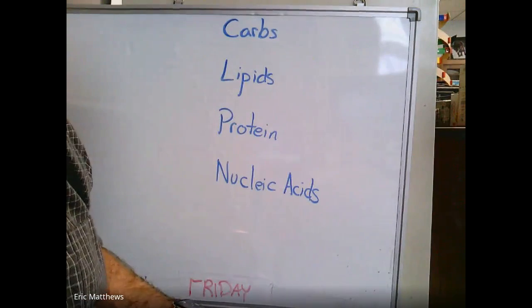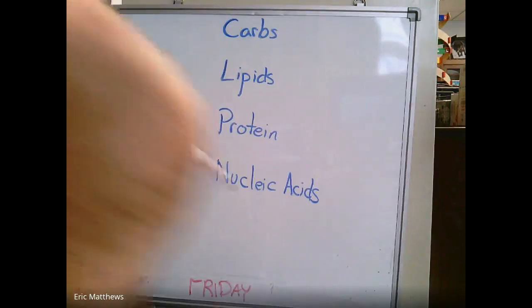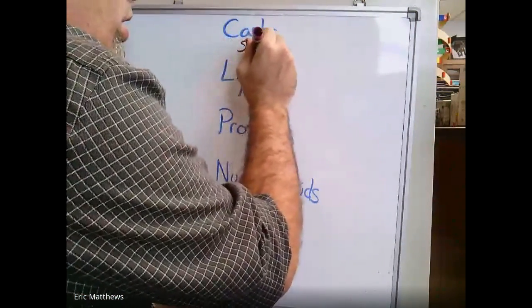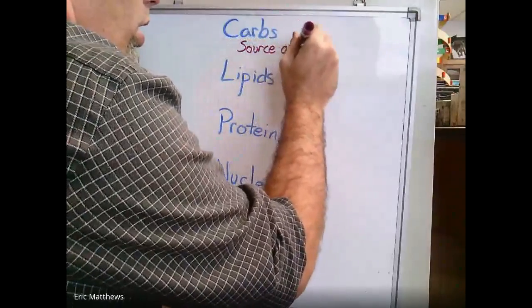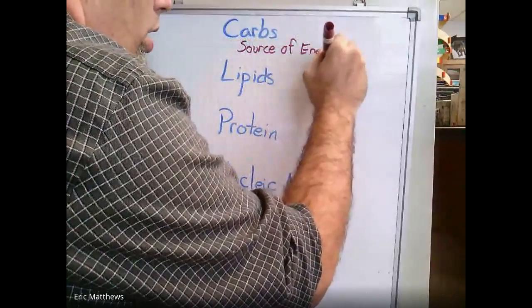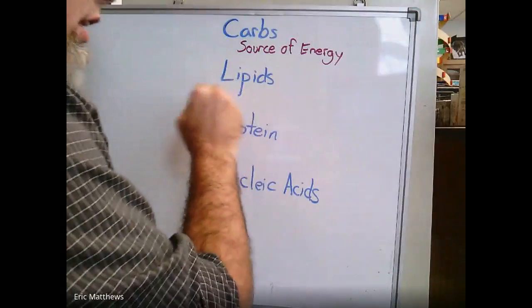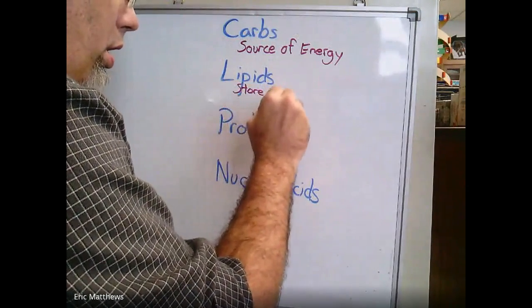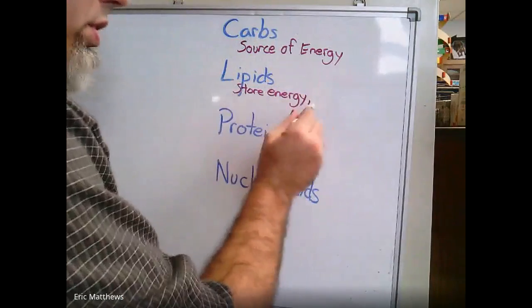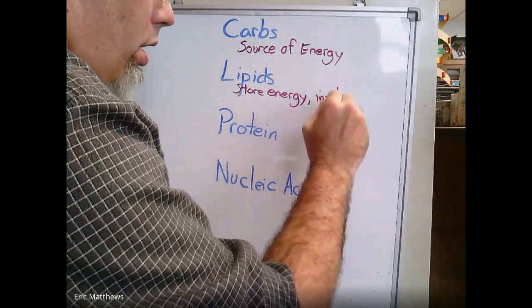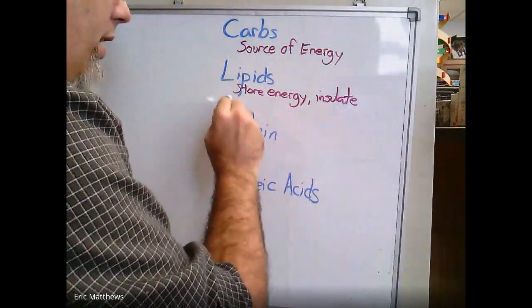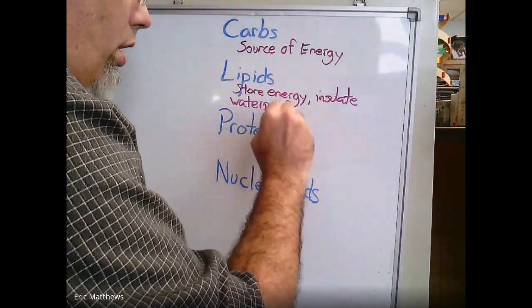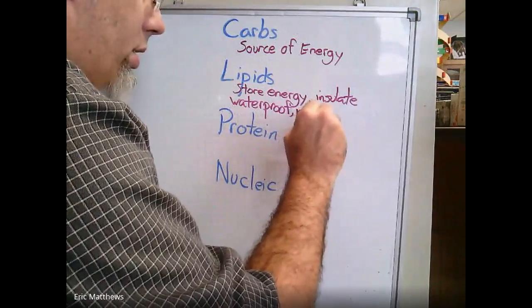Now, for each one, let's make sure that we know what they do, their primary function in the body. Carbs, remember? Are our source of energy. Lipids do a bunch of things. Lipids will store energy. They insulate. They waterproof. And they make up all of our membranes.